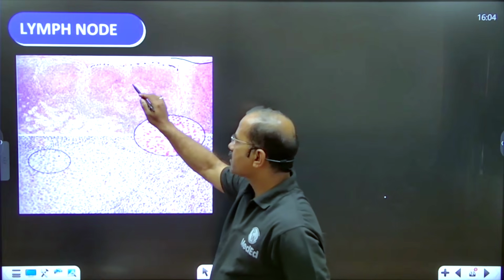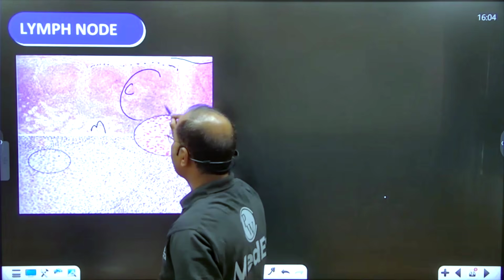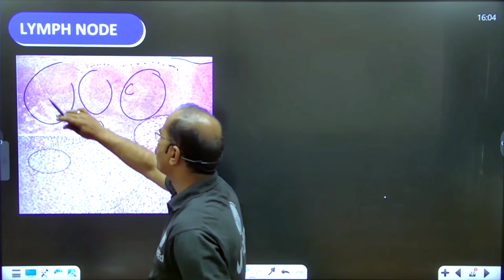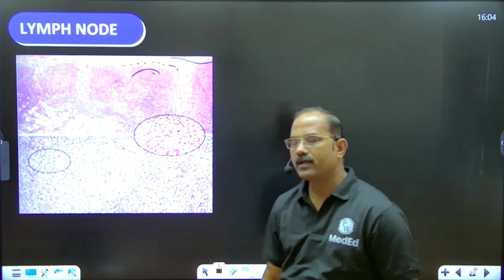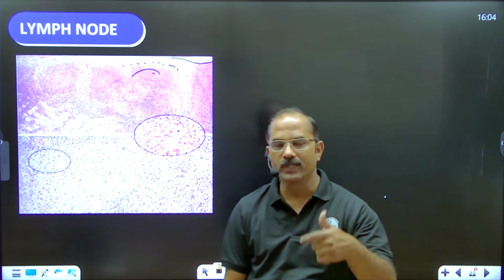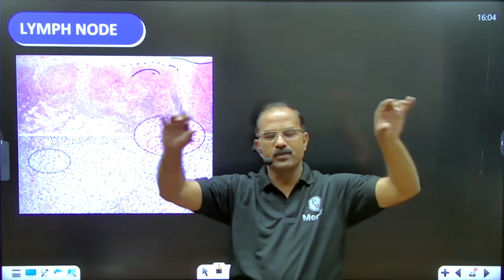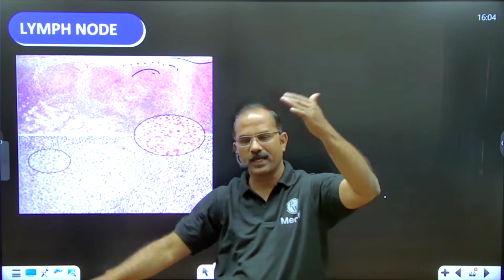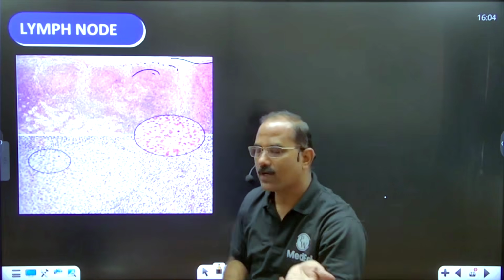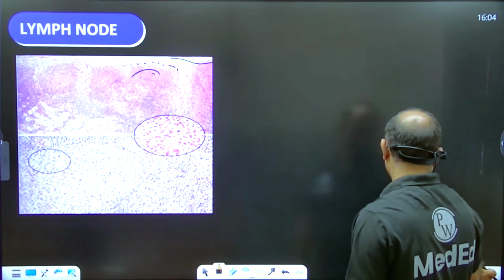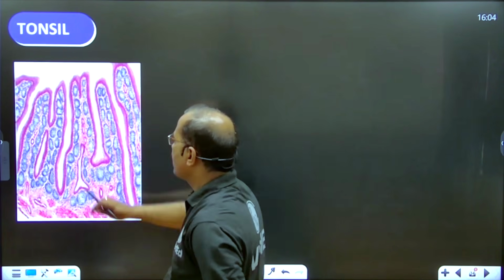Now, lymph node again has got a cortex and a medulla, and in the cortex, what do we have? We have lymphoid follicles here. The lymphoid follicles are present in the cortex, and the medulla contains medullary cords and medullary sinuses. So how do we identify lymph node? Capsule, just below the capsule is a space, the subcapsular sinus. The cortex has lymphoid follicles. The medulla has medullary cords and medullary sinuses. Perfect.